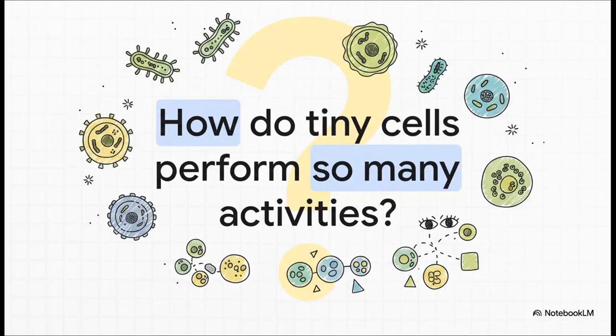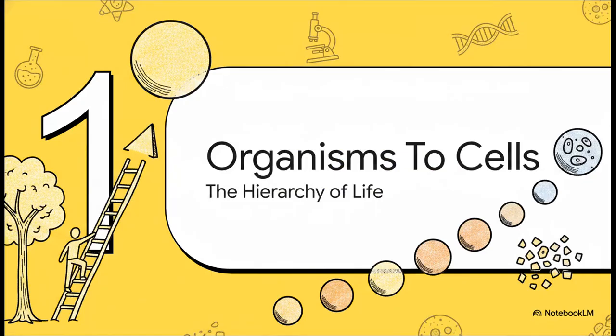But wait, before we shrink down, you might be wondering, how do tiny cells perform so many activities? I mean, they're incredibly small, often 100 times smaller than a single grain of sand. Yet they produce energy, they synthesize materials, they divide, and they communicate. How does something so tiny act as the fundamental unit of structure and function for literally all living things? Well, let's find out. All right, part 1, from organisms to cells.